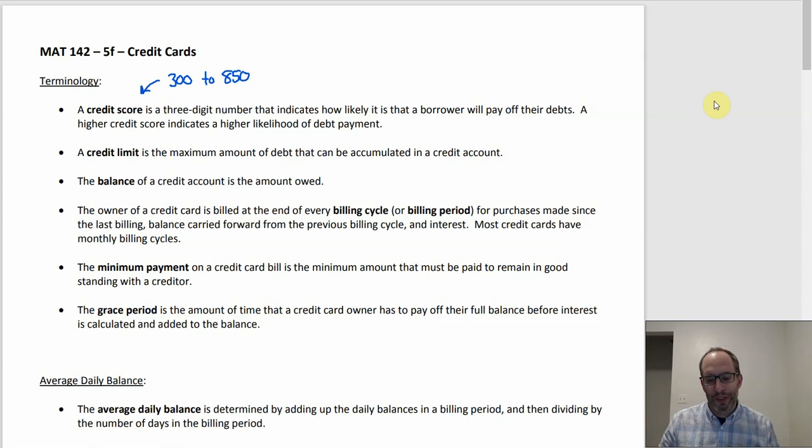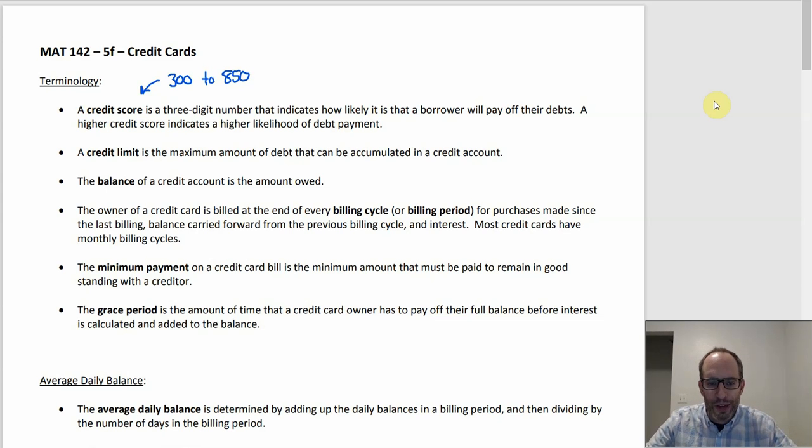When you have the billing cycle, basically what you get billed for would be purchases made during the billing cycle, so since the last billing, and then if there's any outstanding balance. So if in the previous billing cycle it's not paid all the way down to zero, so if there's some balance that gets carried forward, that's still going to be there, plus any accumulated interest on that carried forward balance.